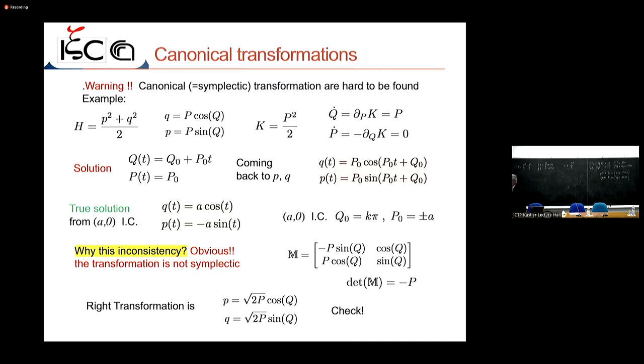In fact, if you consider here, this is not a canonical transformation. For example, if you take the Jacobian of the transformation and you take the determinant, you see the determinant is not 1, but it's minus p. If this were a canonical transformation, the determinant of the Jacobian would be 1. Instead, in this case, it's p. And this is why you often run into trouble when you're considering Hamiltonian systems. You need to use canonical transformations. Otherwise, your solutions or your simplification of the model, because you generally make a change of coordinates to simplify the model, is not correct. Okay?